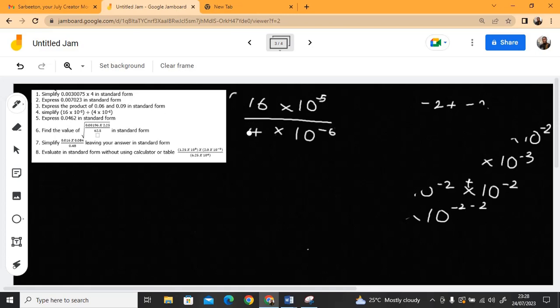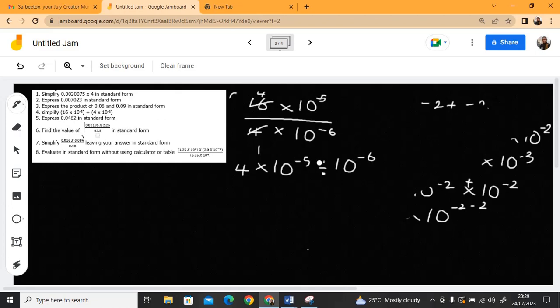For this one is very easy, because 4 here is 1, 4 goes in 16, it is 4. Now the problem now is this. So if I were you, I would just write 4, because 4 over 1 is still 4, times the top number 10 raised to power minus 5, divided by, because it's division now, not times. This thing means division. Divided by 10 raised to power minus 6.